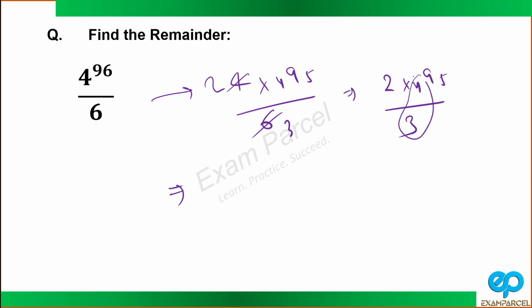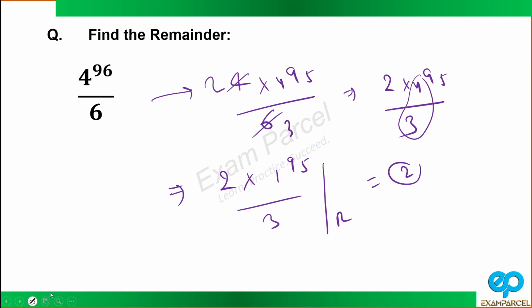Now when I divide 4 by 3, I will get 1. So 2 into 1 raised to the power 95 by 3. So from here, the remainder would be 2. Now the problem here is that I can't say that my remainder is 2. If you say that, this will be wrong. Why? Because what was my cancellation factor? The cancellation factor was 2, right? I cancelled out 2 from here and 2 from here. So please note that 2 is your CF. In order to get the correct answer, I will have to multiply by the cancellation factor.